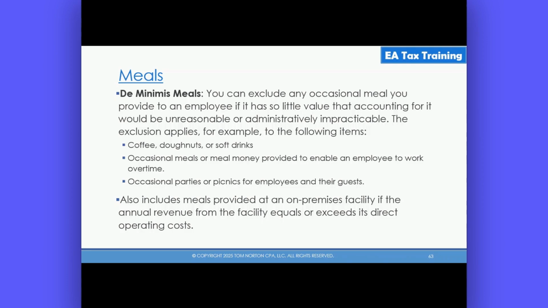This also includes meals provided in an on-premises facility if the annual revenue from the facility equals or exceeds its direct operating costs. So this is a cafeteria that is not being provided just for free meals to the employees, but you've got people coming in and paying. So I think of like a hospital where they have a cafeteria and families and other visitors will go to the cafeteria, they'll pay for their food. And then sometimes they may say to a doctor or a nurse, hey, I know we're asking you to work late, so we are going to provide you a meal in the cafeteria. That would be fine. You do not have to include that in their income.